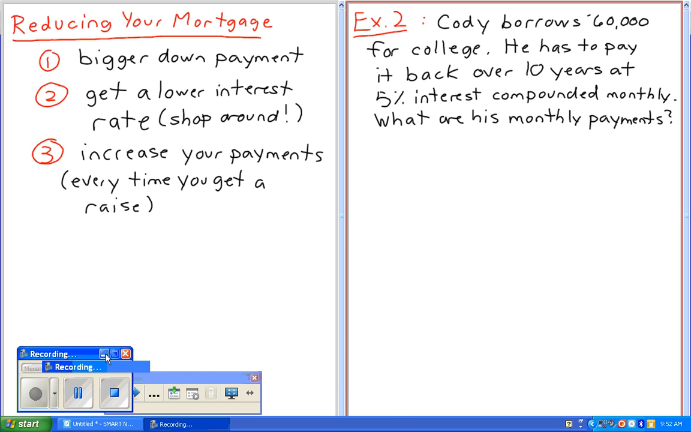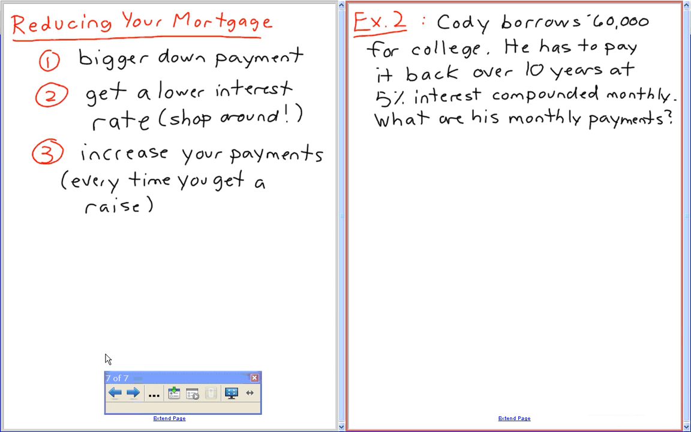Okay, this question on the board says, Cody borrows $60,000 for college. It's paid back over 10 years at 5% interest compounded monthly. What are his monthly payments? Generally, university right now is about 20 grand a year, so that's 80 grand.